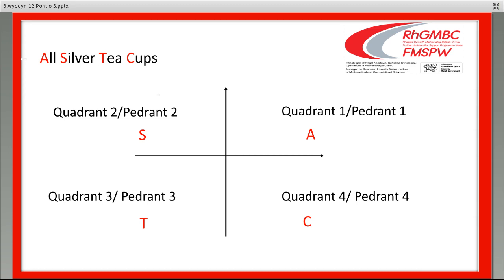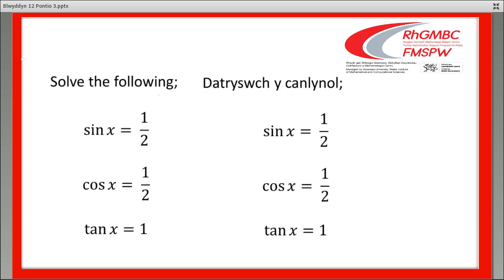So that's what we're working on. We're working from this diagram. How do I put myself into that particular quadrant? So that's where it all comes from. Now, if you take, for example, these 3 questions, you've got sine x equals a half, cos x equals a half, and tan x equals 1. So over the next 3 slides, I'm going to come up with the generic formula for each one of these, sine, cos, and tan.